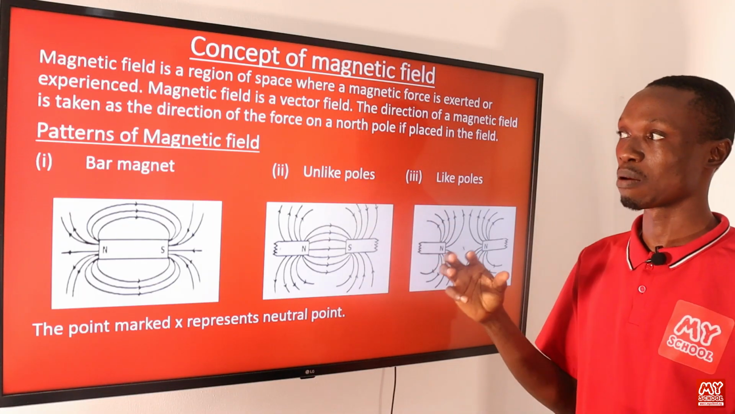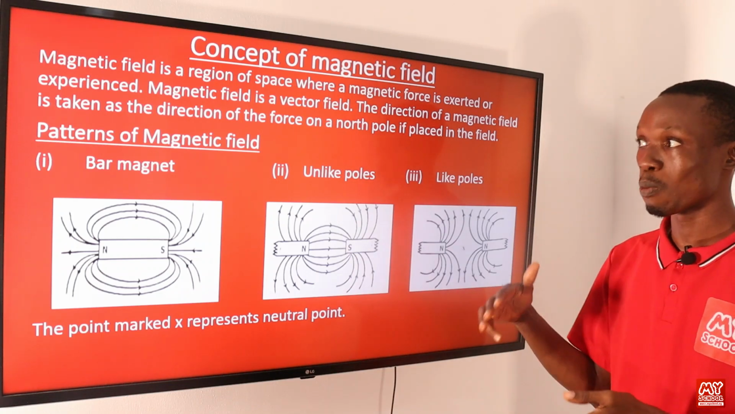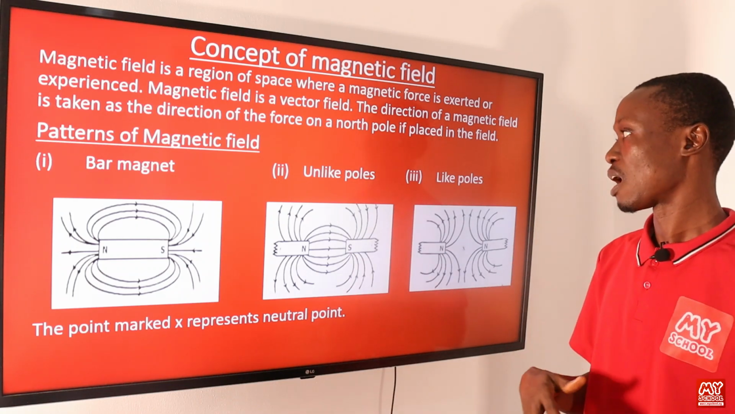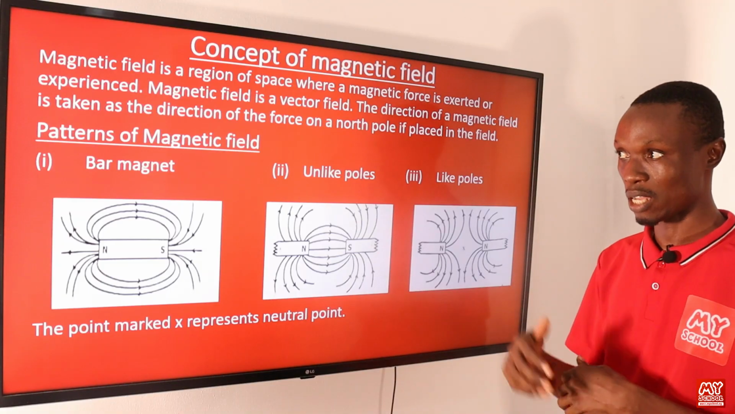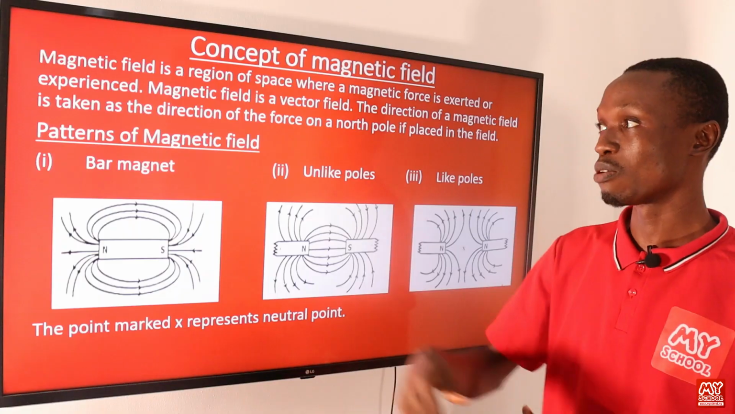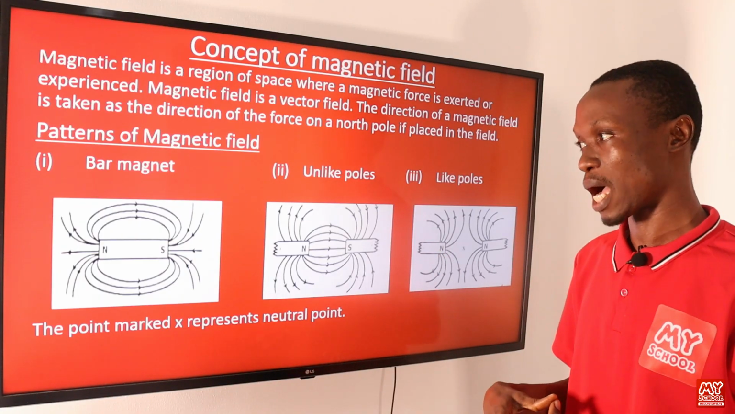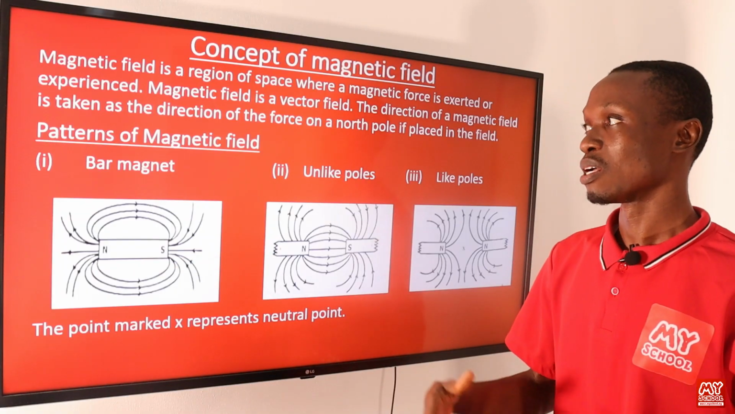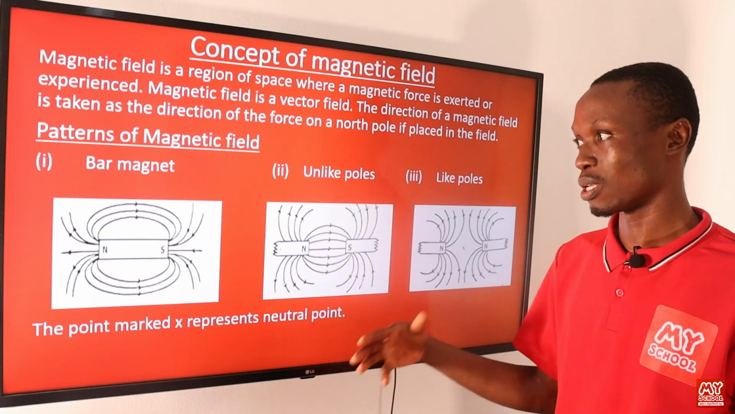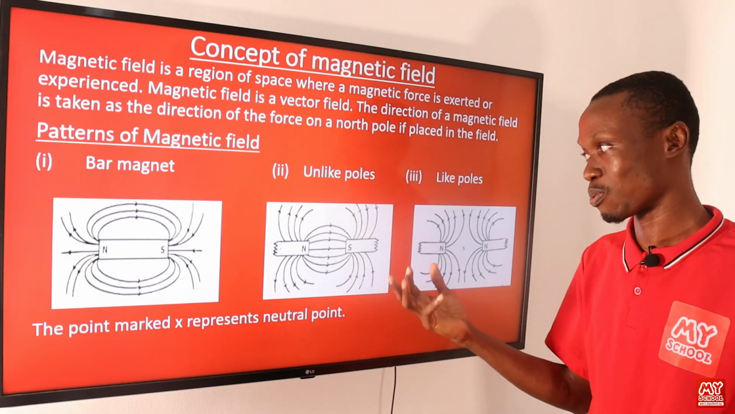We are going to be talking about the patterns of magnetic field around the bar magnet, around unlike poles of bar magnets, and also that of like poles and others. So let's begin with I. For I, the diagram here represents the pattern of magnetic field around a bar magnet. As you can see on the diagram, the magnetic lines of force emanate or begin from the north pole and then end in the south pole.